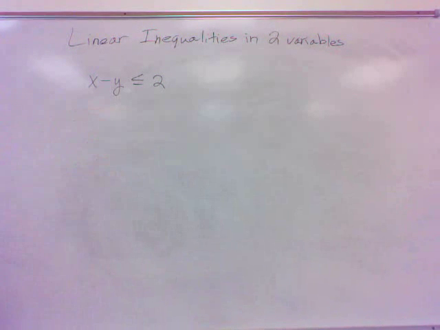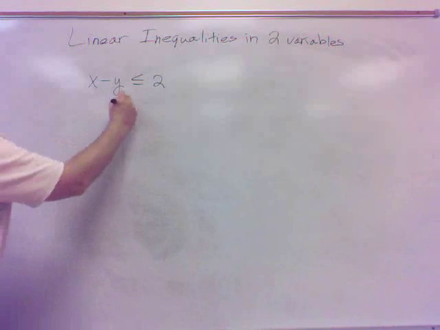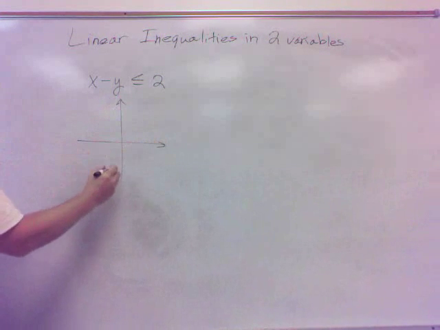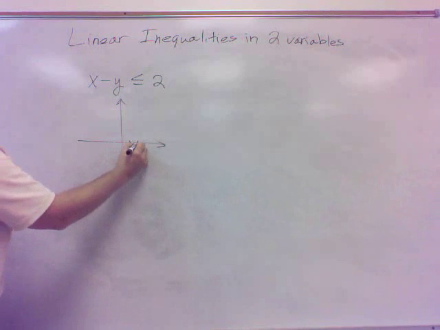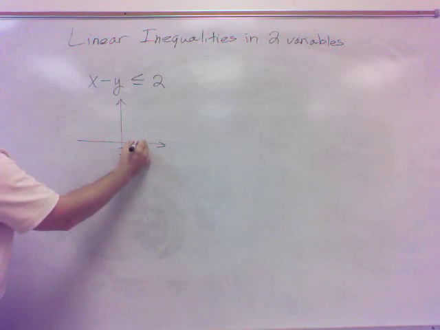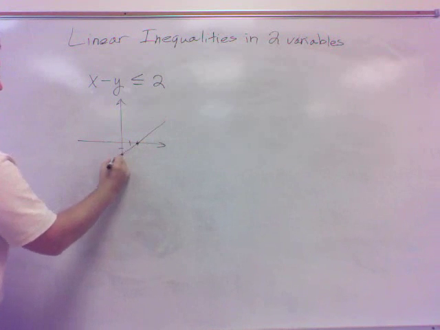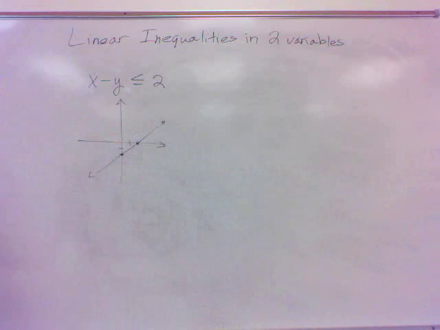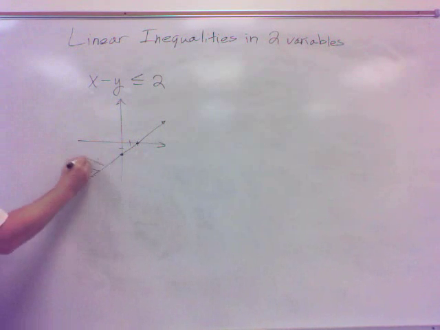All right, well, I'll just show you the graph here, and we'll talk about how to get it in a second. It goes through 2 there and negative 2 right there. There's our line. It still has a line involved, so we're still going to be graphing some lines, but then we also have shading.